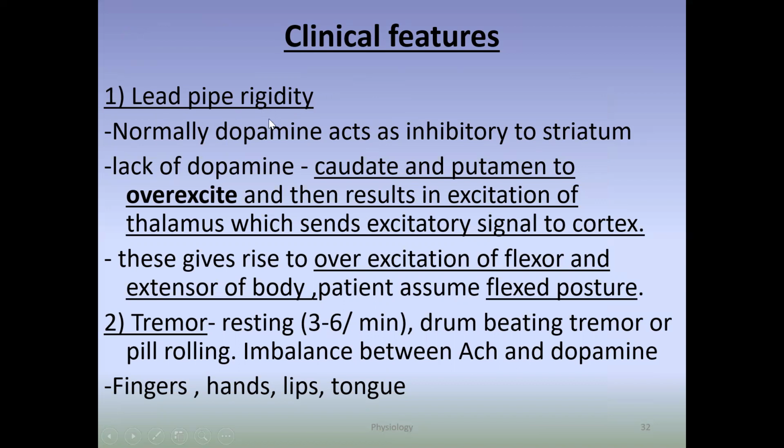Now, what is lead pipe rigidity? Because of continuous excitatory signals, there is overexcitation and excitation of the thalamus, which sends continuous excitatory signals to the cortex, leading to overexcitation of the flexor and extensor groups of muscle. Because of that, that particular limb is like a rigid pipe.